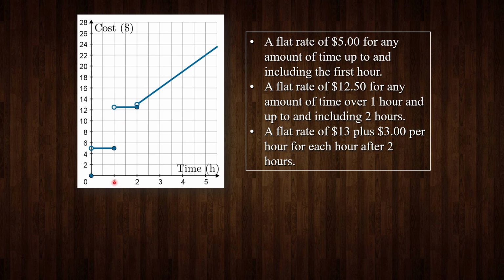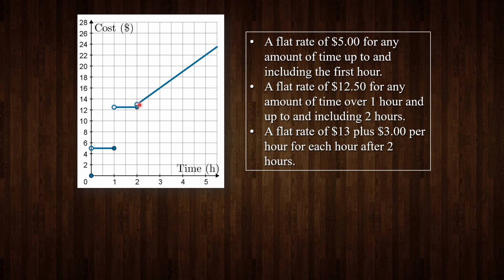Now again, for 1 hour, we pay $5. That's why there's a solid dot there. We do not pay $12.50 for 1 hour. But after 1 hour, this is the function, this is the line segment we're using. And for 2 hours, that's where things get interesting. Now we know for 2 hours, we're still paying that $12.50 flat rate because that's up to and including 2 hours. But after that, we switch to a flat rate of $13.